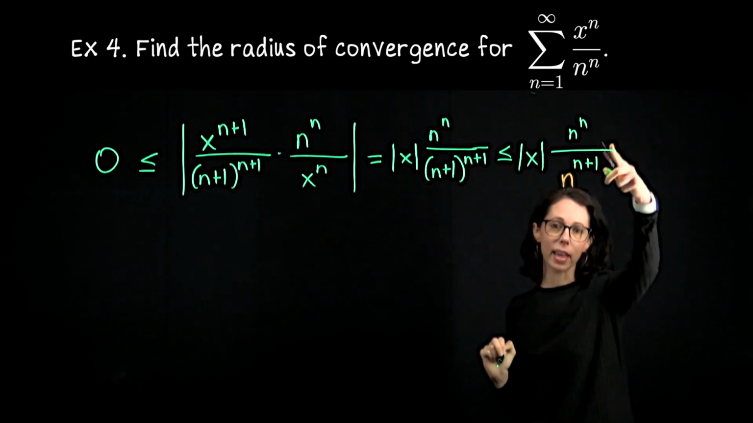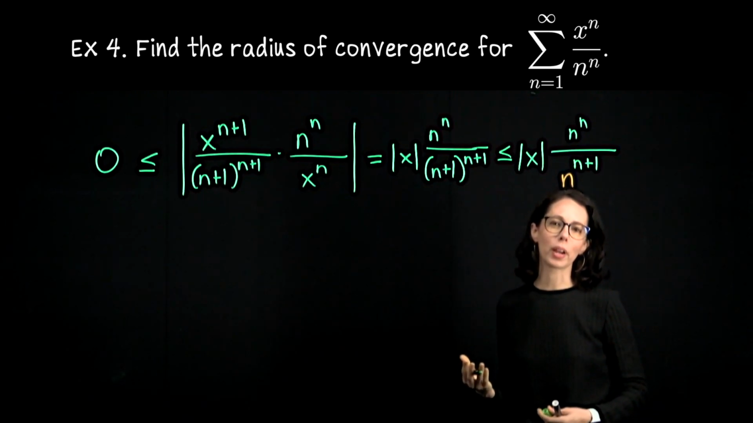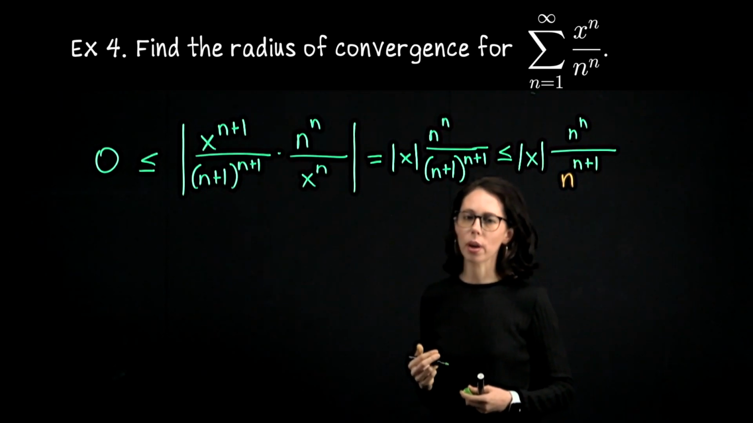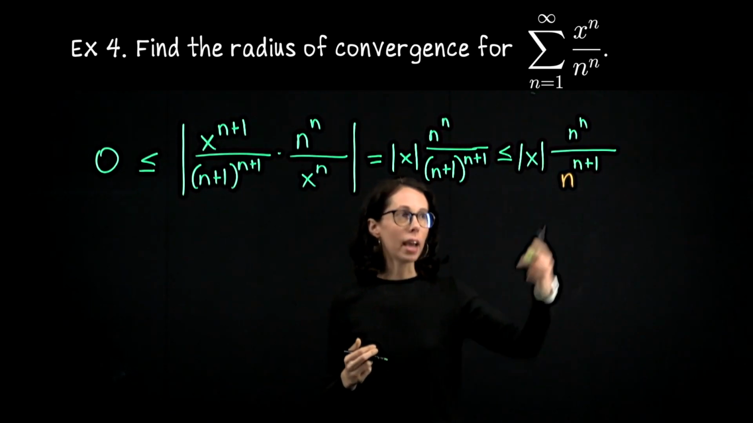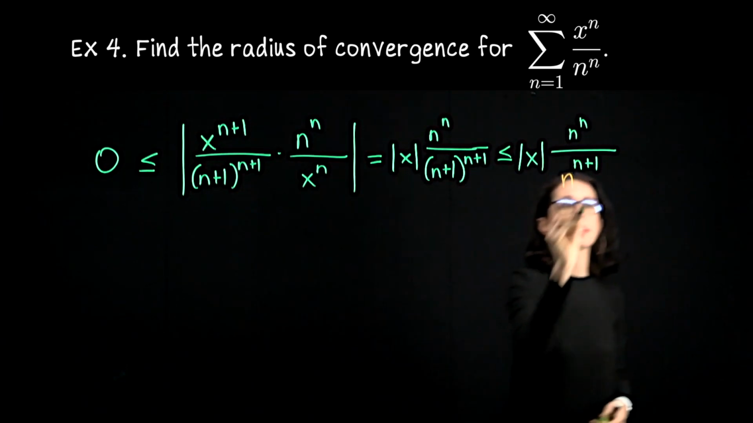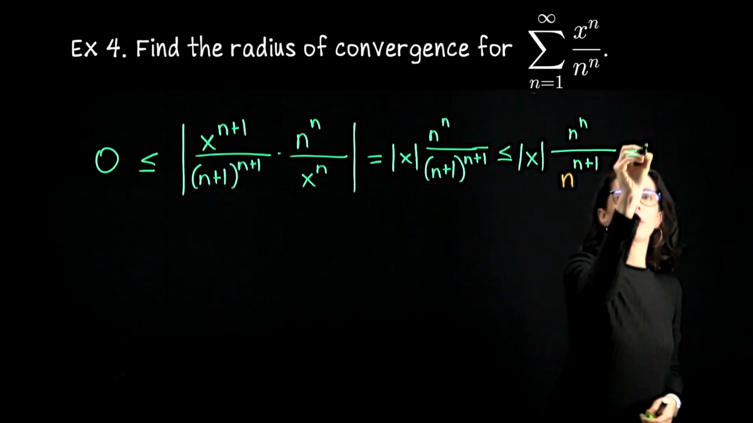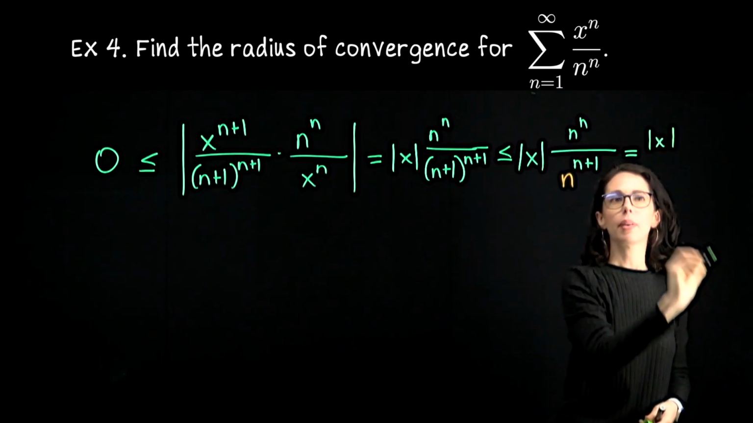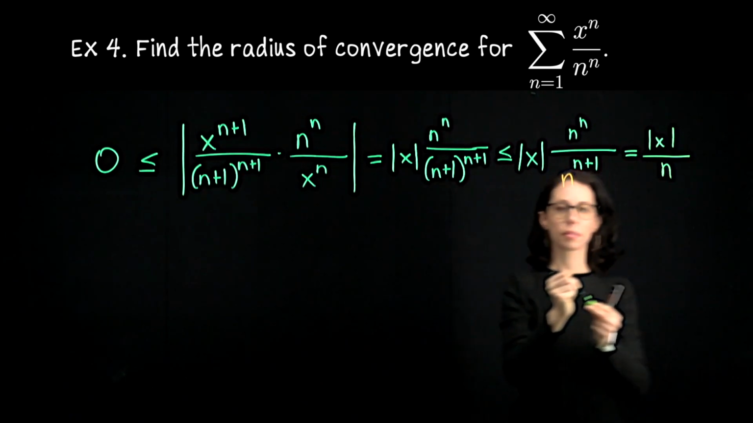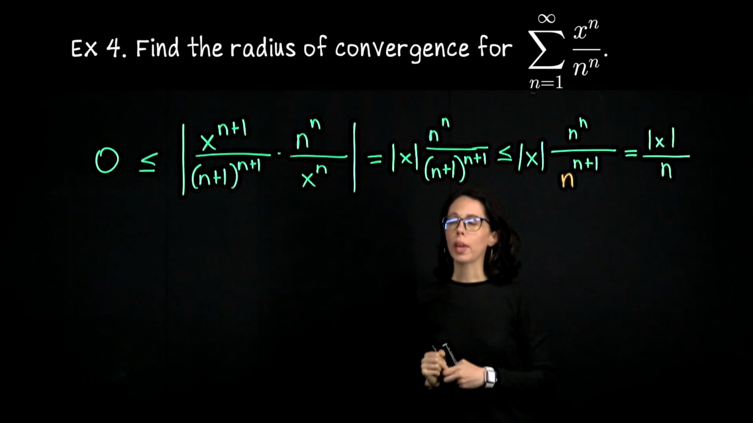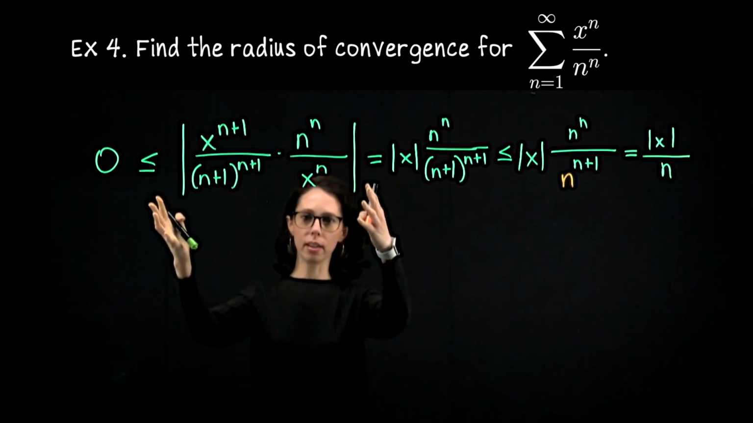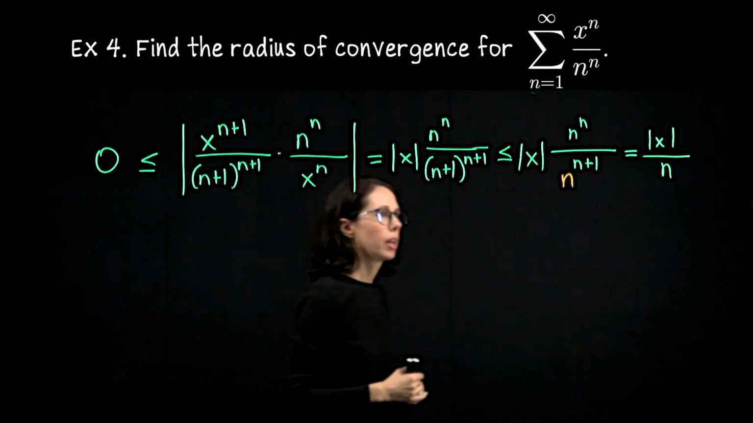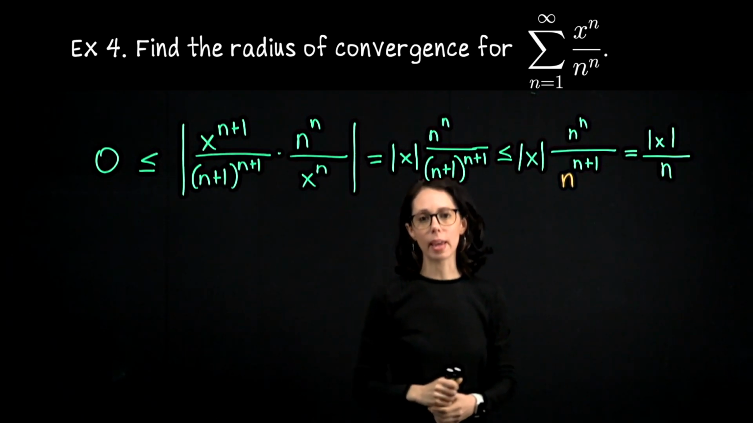But now we have a nice cancellation. This is what I couldn't do when I stuck with the expression as it was given to us in the previous computation. Now I can just cancel and say that this is the absolute value of x divided by just one copy of n. We have that the expression we're interested in is between 0 and the absolute value of x divided by n.